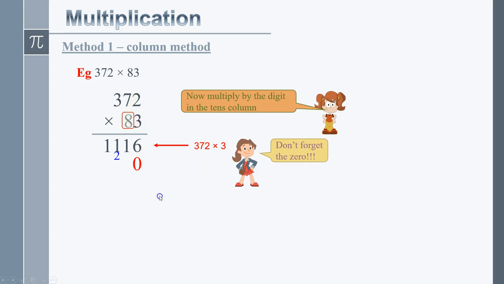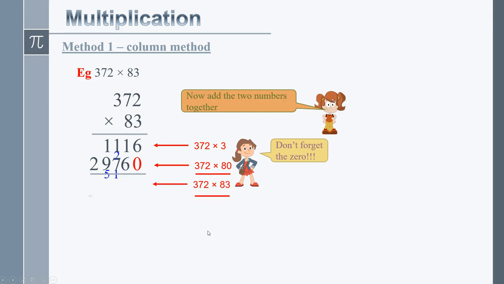So I've got 8 times 2, which is 16. There's the 1 that I'm carrying. 8 times 7, 56, and the 1 is 57, and carry my 5. 8 times 3 is 24, plus the 5, 29, and there we go. So that row there is 80 lots of 372, and all I've got to do now to get my 83 lots in total is add them together. I've got 80 lots, there I've got 3 lots, so add together my two numbers, that's going to give me my total of 83 lots of 372.